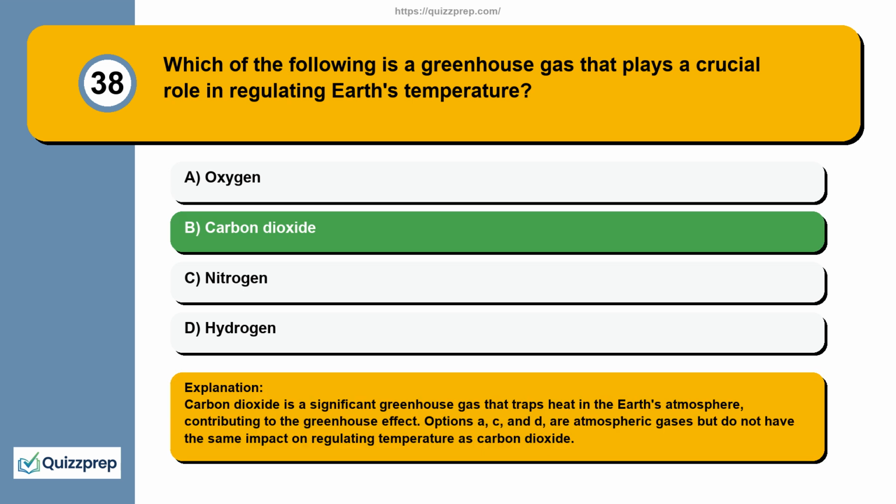Carbon dioxide is a significant greenhouse gas that traps heat in the Earth's atmosphere, contributing to the greenhouse effect. Options A, C, and D are atmospheric gases but do not have the same impact on regulating temperature as carbon dioxide.